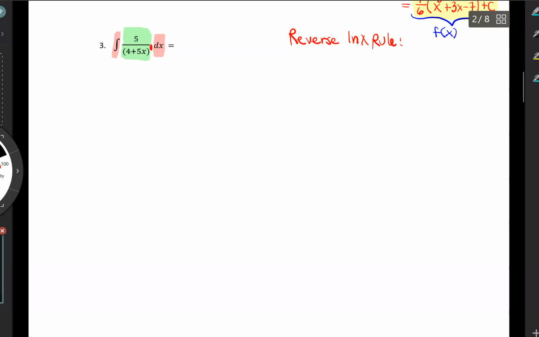So let me write down that reverse ln of x rule. That said, if you add 1 over x dx, then the original function was the natural log of x, absolute value. You just slap those on to make sure your domain's okay, and then you add a c. So let's see what we need and what we have and try to make it work.